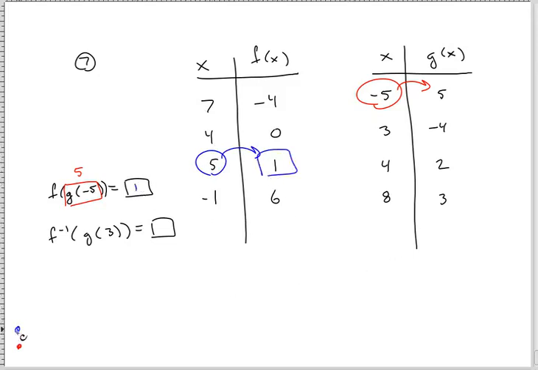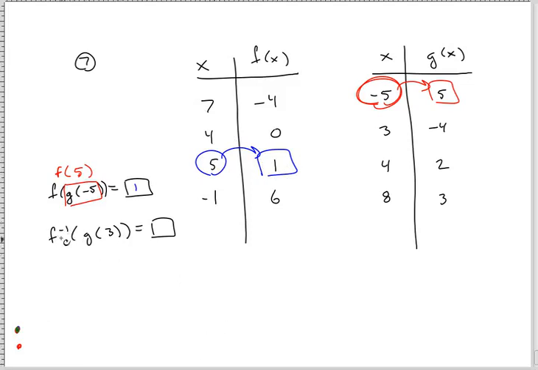So let me just recap what I did. I started with negative 5 on the g table, and I jumped over to 5. So now they're saying find f of 5. So I now go to the f table. I start with my 5, and I jump over into 1. Very simple. Let me use different colors now for this one.